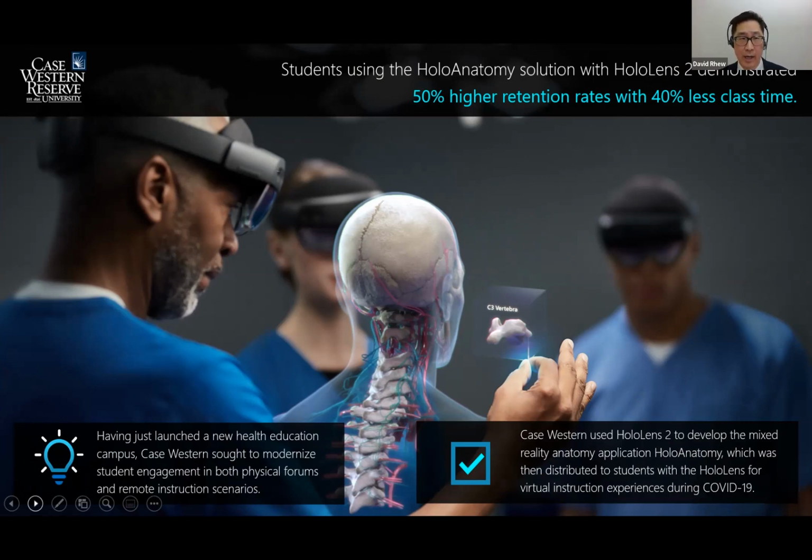But the one use case that I'd like to highlight is the work that's being done at Case Western Reserve, where they found in their analysis that the individual students actually had higher retention rates with 40% less class time. And certainly as a former Northwestern medical student, I would appreciate that less class time.